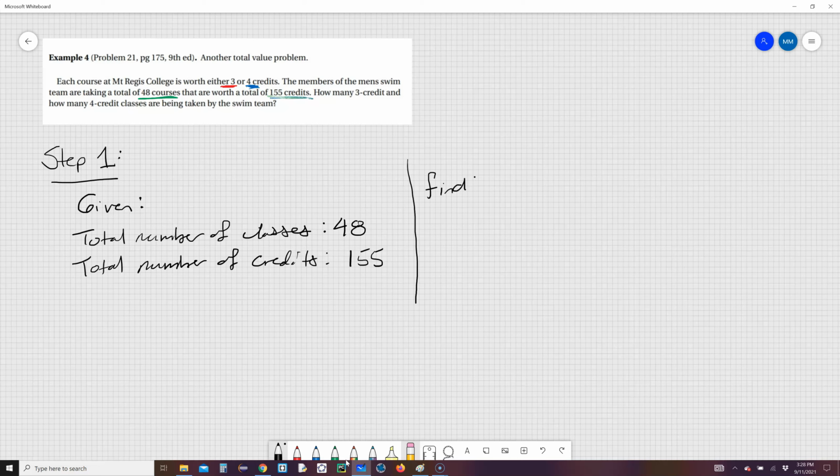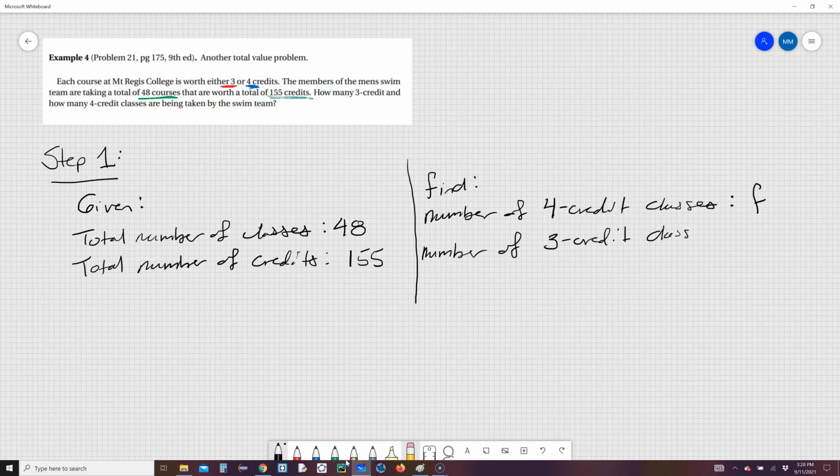We are asked to find how many of these are 4 credit classes. I'll call that F for 4, and also the number of 3 credit classes. And I will call that T for 3. Suppose that looks a bit like a Z. T. Okay.